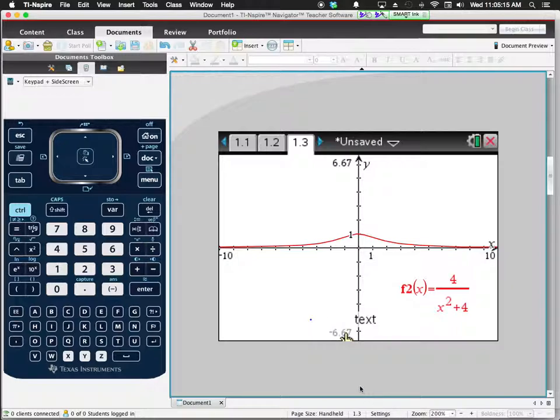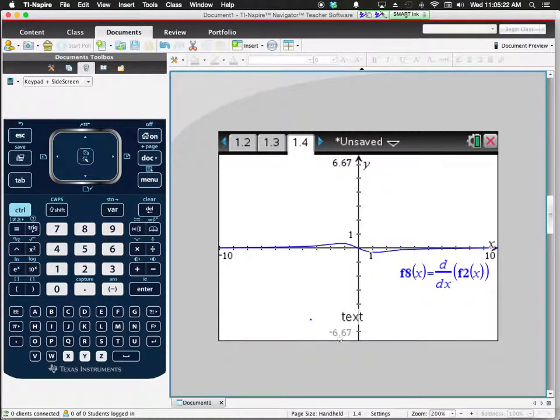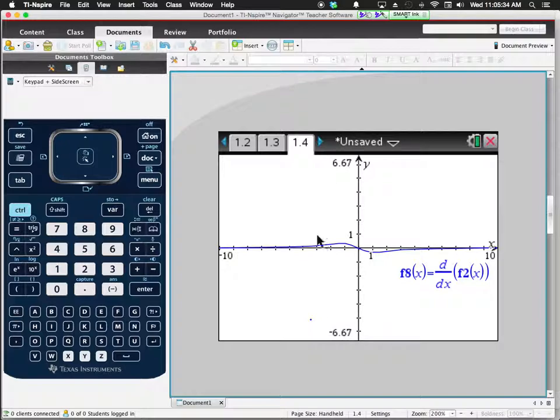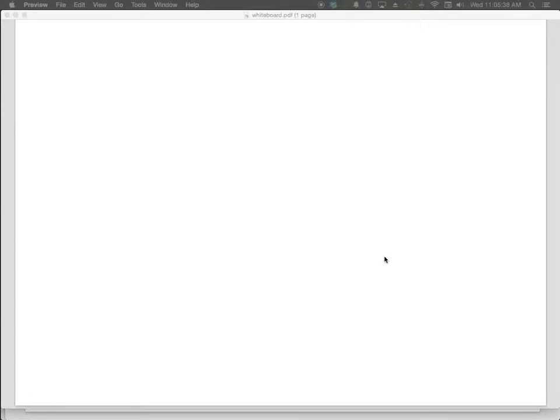We nailed it. Can we see f prime? Alright, here's f prime. Let's see if that matches. This tells me f prime should be what? The positive tells me above the x-axis, and the negative tells me below. So I've got above on the left, below on the right, just like we said.